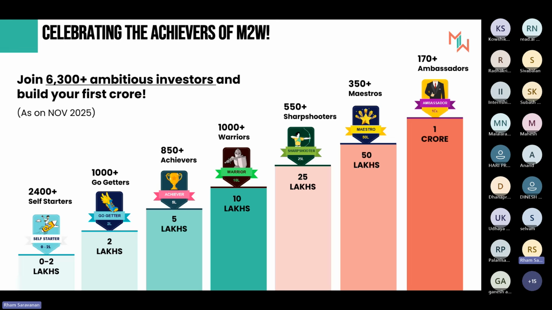With small disciplined steps, from self-starters in the bracket of 0 to 2 lakhs, then go-getters at about 2 lakhs, then achievers at 5 lakhs, then warriors at 10 lakhs, then sharpshooters at 25 lakhs, then masters at 50 lakhs, then ambassadors who reach 1 crore. Every level here represents patient process and persistence. The most important takeaway is that every ambassador was once a self-starter. The difference was not timing the market, but staying committed to the journey.